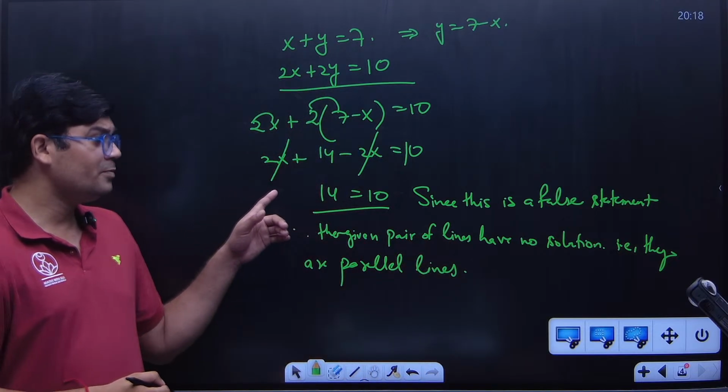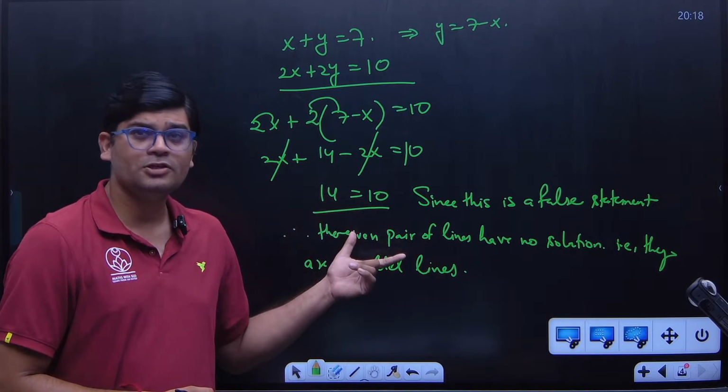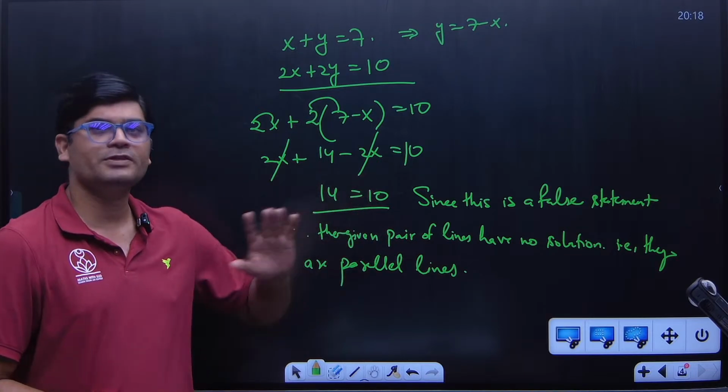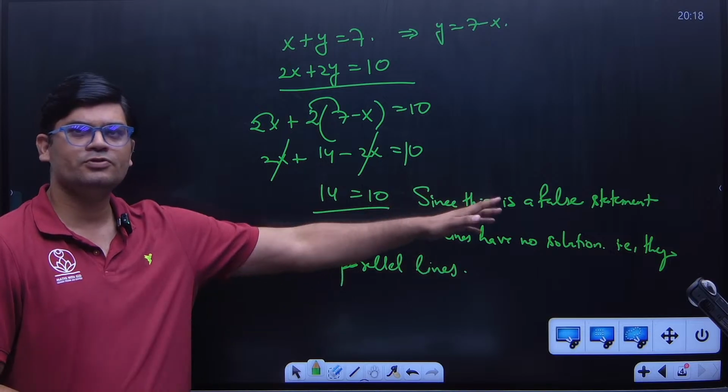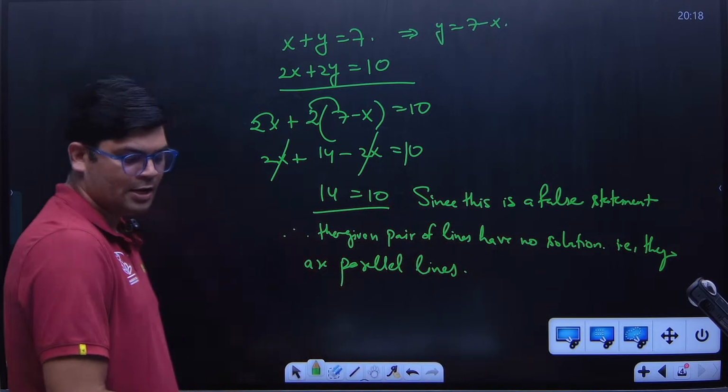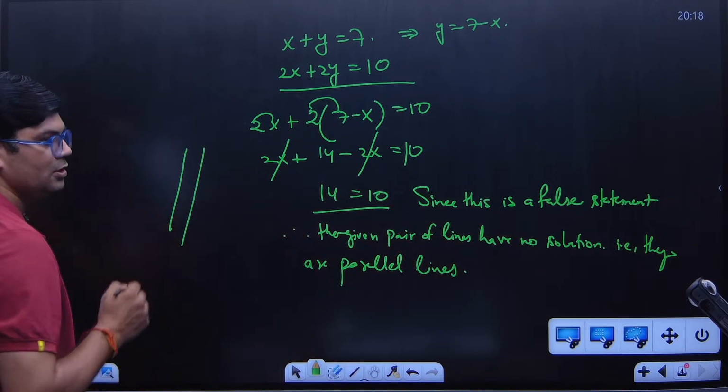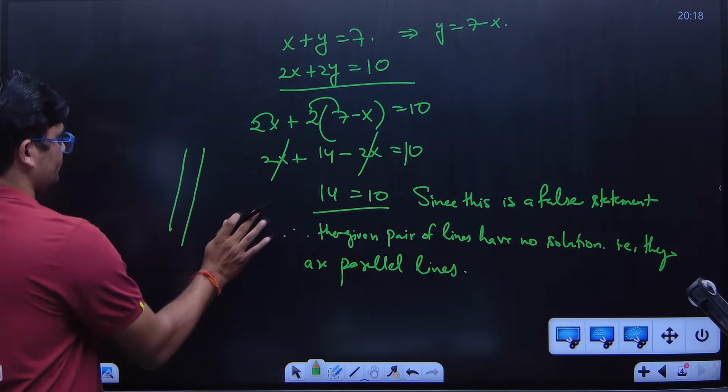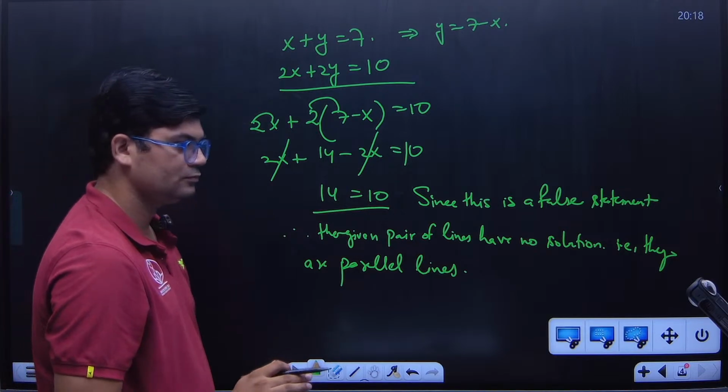Yes, sir. Sometimes you may get a true statement, which means infinitely many solutions. Sometimes you may get a false statement, which means there is never any solution. That means you will not have any solution. So the lines are parallel in nature. Understood? Yes. Any doubt? No, sir.